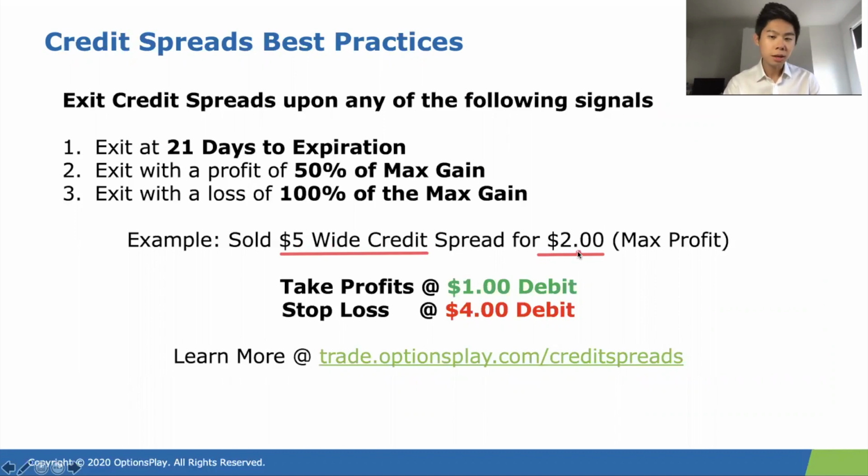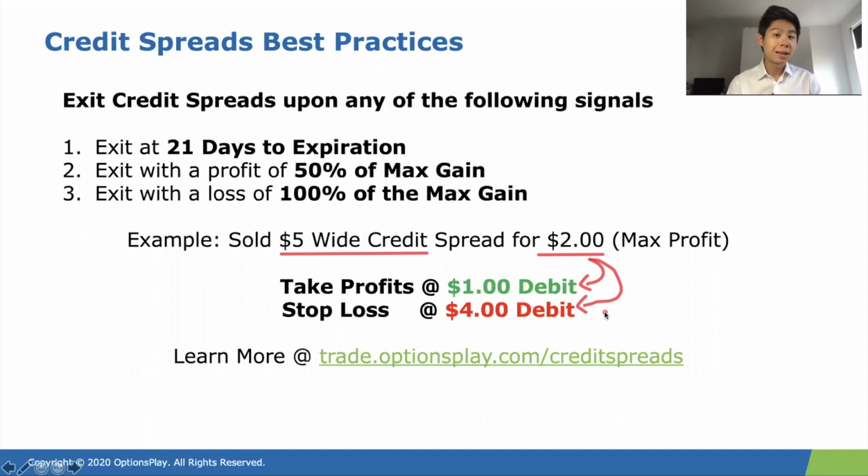So if I collect $2, I want to exit this trade at a profit if this $2 credit spread now trades for just $1. So if I sold a $2 credit spread that's now only at $1, I've made a $1 profit. That's time to take profits and get out of the trade. If I sold this $2 credit spread, and now that credit spread is trading at $4, so now I have a $2 loss, it's time to cut your losses and move on.